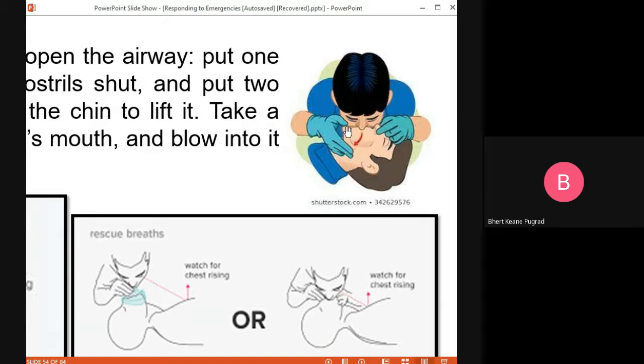So dapat yung lips mo should cover the entire mouth of the patient. Okay, para kapag nag-blow ka or nag-deliver ka ng rescue breath, no? Nakasil yung lips mo at hindi lumalabas yung hangin, para diretso yung hangin sa bunganga, diretso sa chest ng pasyente or diretso sa lungs ng patient.